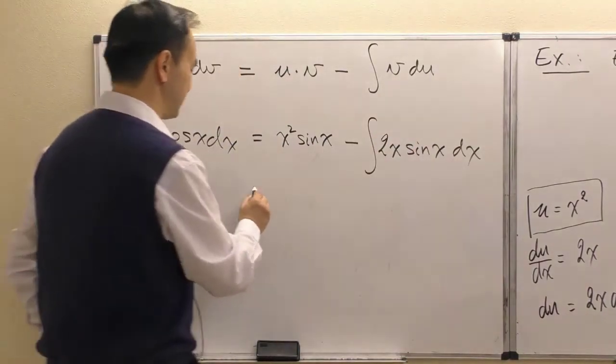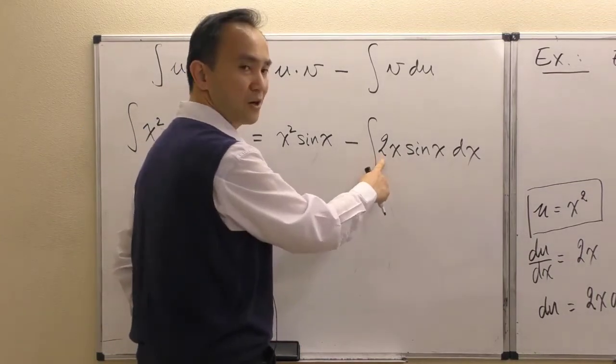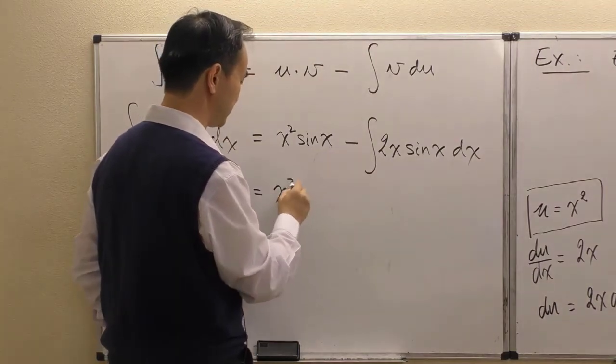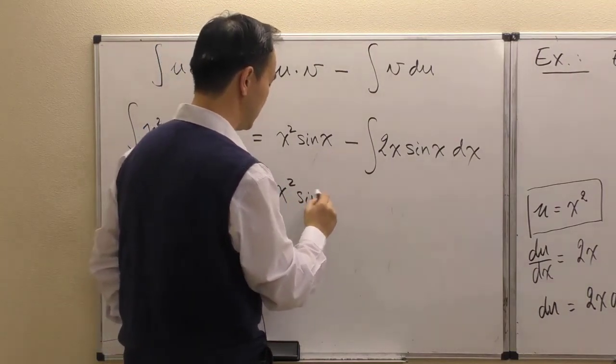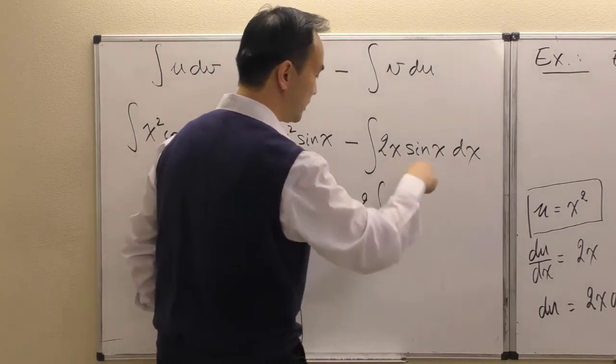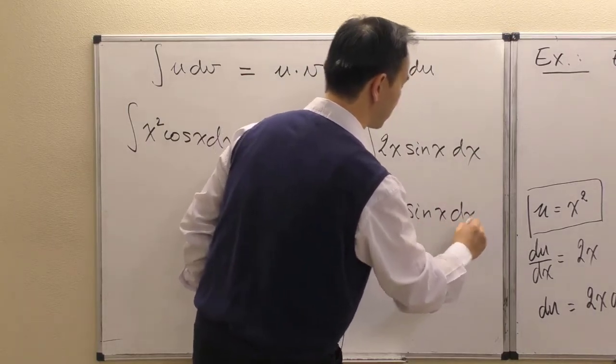So we have the right to pull out that coefficient in front of the integral. So in the next step, we produce the following: x squared sine of x minus 2 times the answer to this integral, x sine of x dx.